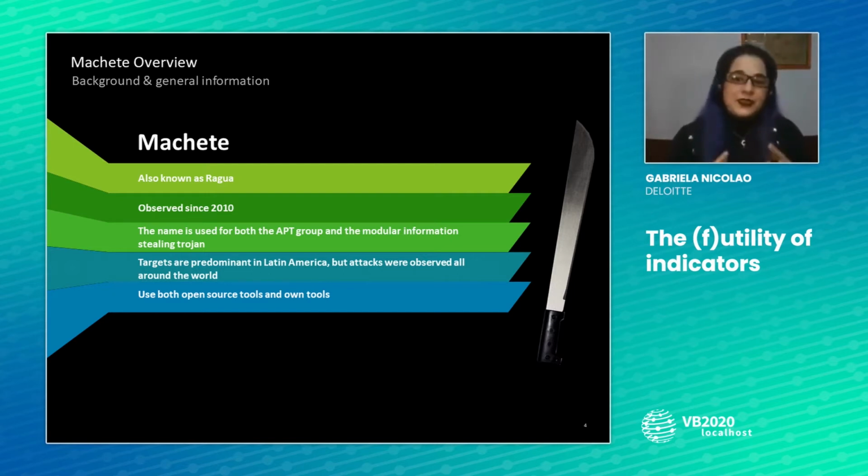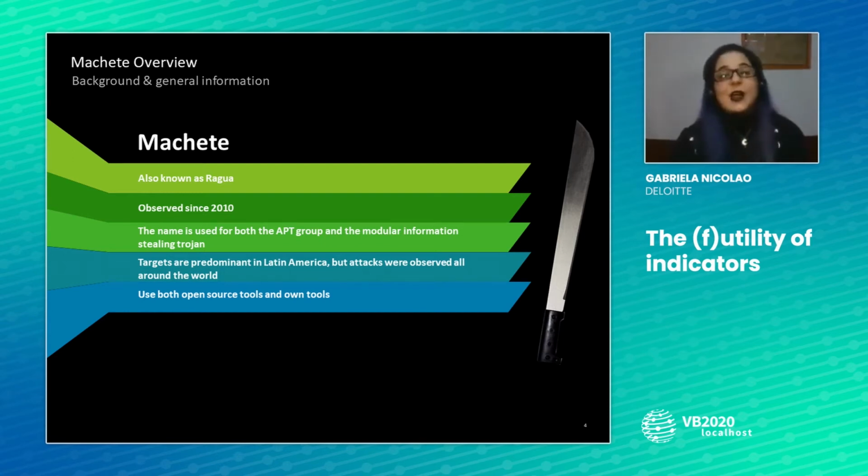The Machete APT group was first observed in 2010 and has been active since then. It uses a modular info stealer that is also called Machete that, depending on the year, added or removed some features that we will see in a couple of slides. In addition, the Machete info stealer uses software that can be found in open sources to carry out their activities in combination with their own developed code.